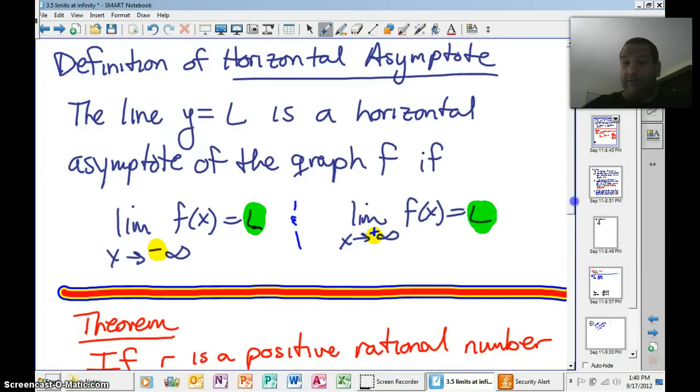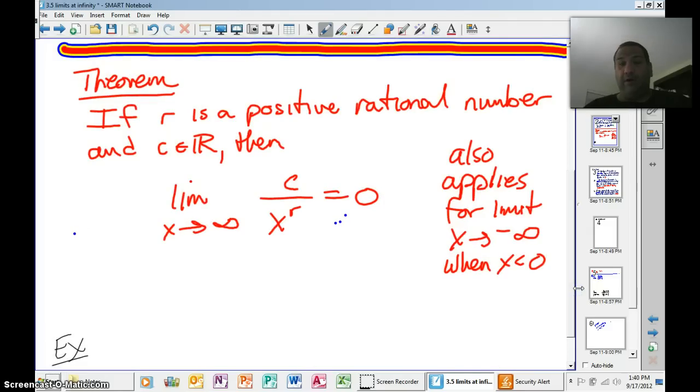A theorem comes up. If r is a positive rational number and c is a real number, that means c belongs to the real numbers, then if we have c over x to the r power and it's going to infinity, then the limit is 0. The bottom of the fraction is getting ridiculously large, which means the whole fraction is getting smaller. And this applies also to negative infinity when x is less than 0.